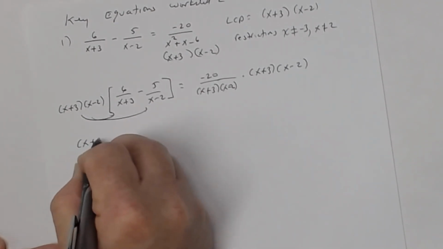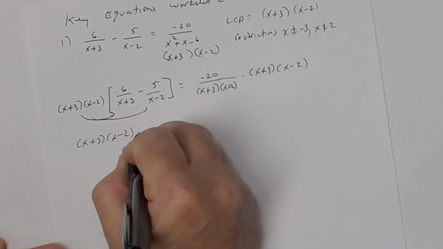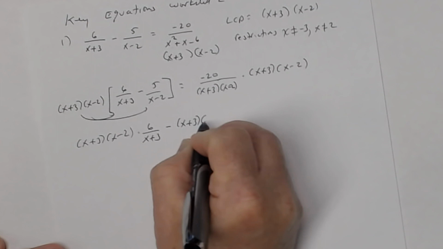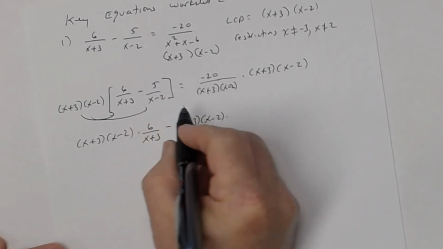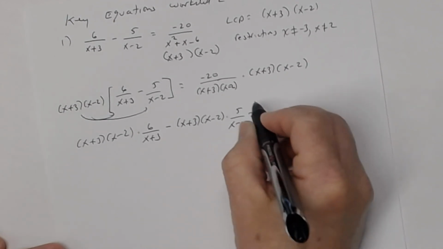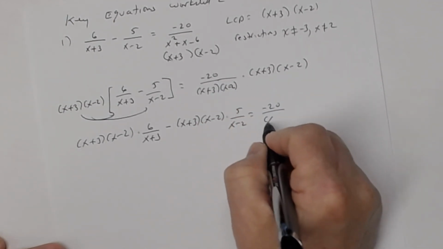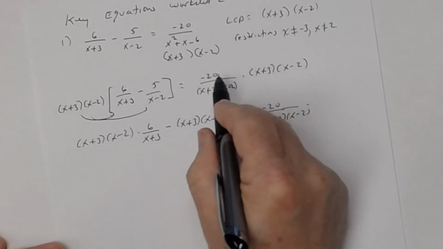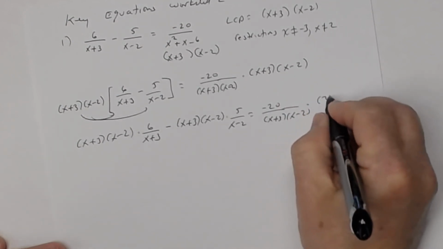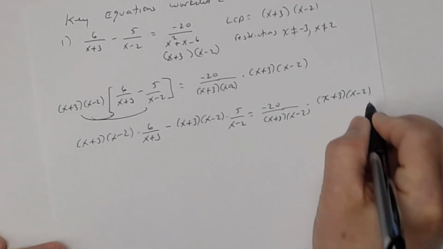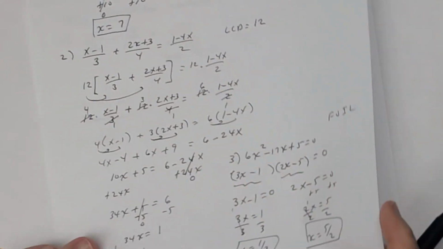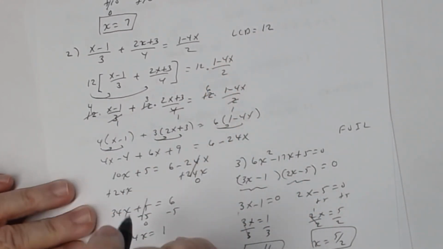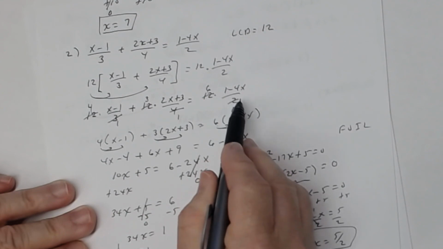So I get x plus 3, x minus 2, times 6 divided by x plus 3, minus x plus 3 times x minus 2 times 5 divided by x minus 2, equals negative 20 divided by x plus 3, x minus 2, times, all I'm doing is just rewriting the right-hand side over, x plus 3 times x minus 2. Now, just like we did in the previous problem, we're going to reduce. Remember, the whole point of multiplying by the LCD is to get these denominators to be 1s, to be factors of 1.